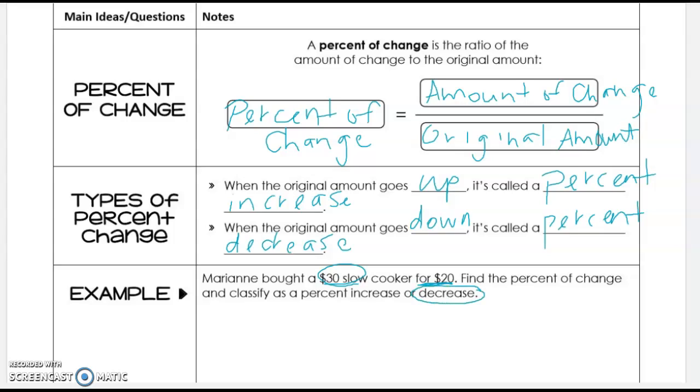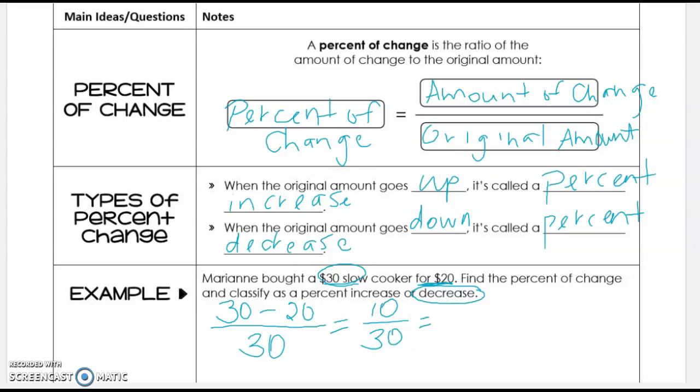So let's calculate the percent of change. We're going to begin by finding the amount of change. To find the amount of change, you're going to subtract your original and your new cost or change, whatever you're looking at. You could be looking at the cost of something. You could be looking at the numbers of something increasing or decreasing. So for this problem, we're going to subtract 30 minus 20, and that goes over the original amount. Well, as we can see, the original amount for the slow cooker was $30. So 30 minus 20 is 10 over 30.